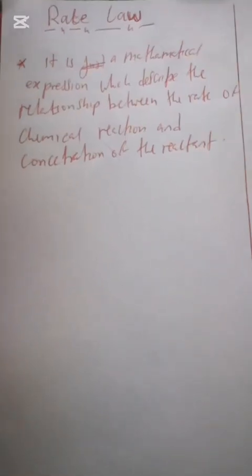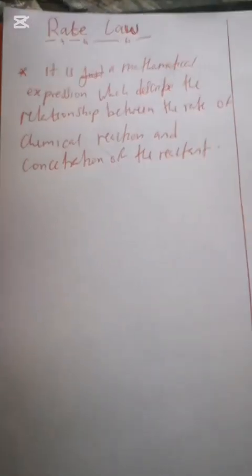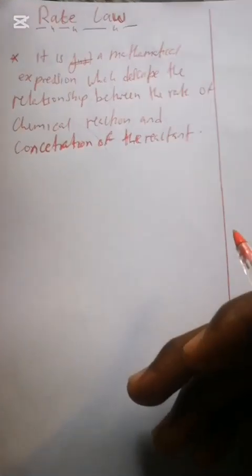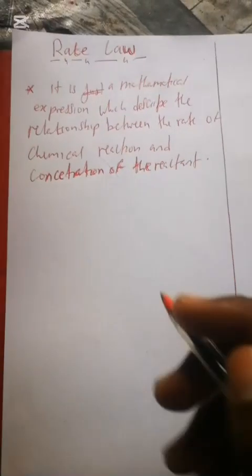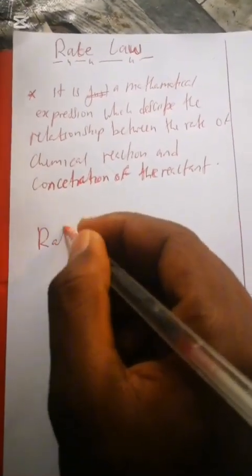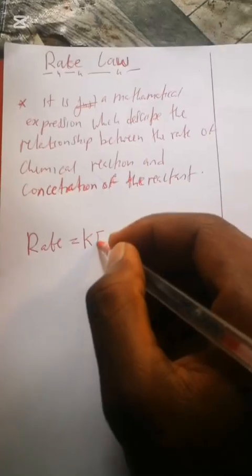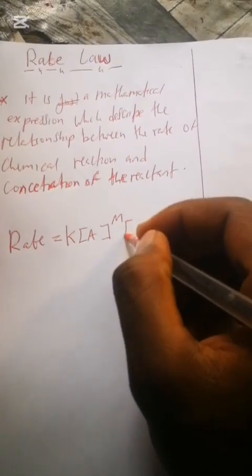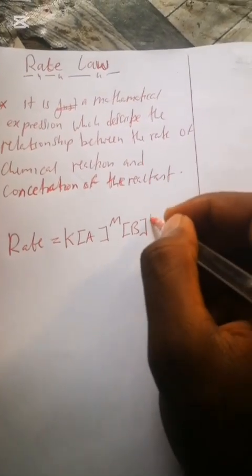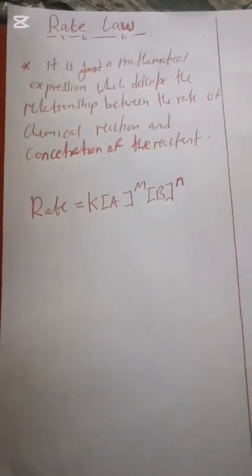So this is just a mathematical expression. Let's write the formula for the rate law. So what is the formula? Rate is equal to k [A]^m [B]^n. So that is the formula for rate law.